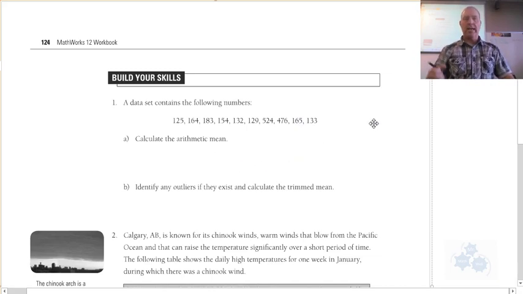Okay, so the data set contains the following numbers. Here's the numbers. They don't look like they're in order, from least to greatest. Calculate the arithmetic mean. All right, let's take a moment to do that. You've all got a calculator in front of you. So let's calculate the arithmetic mean.